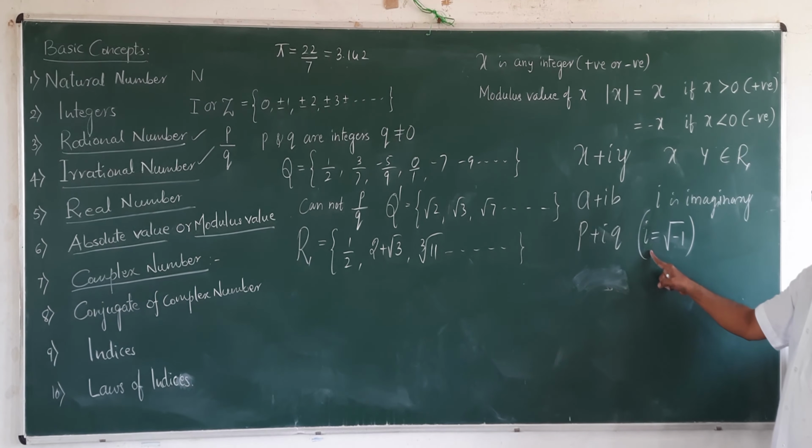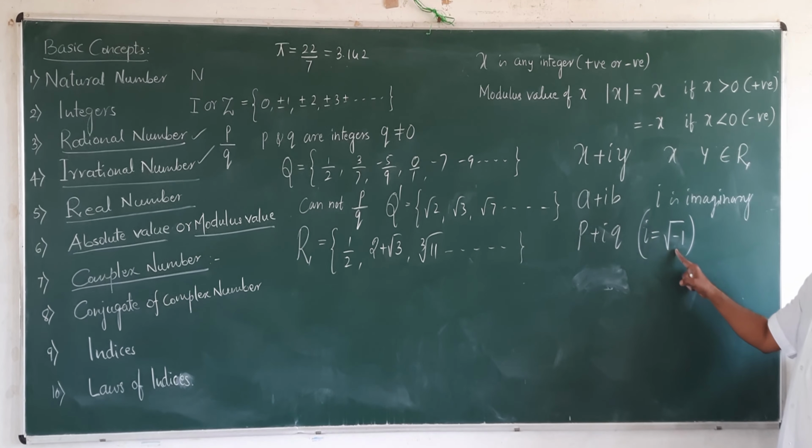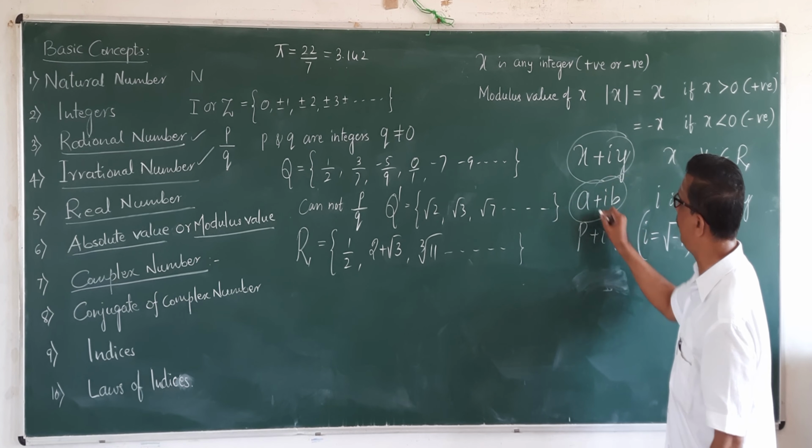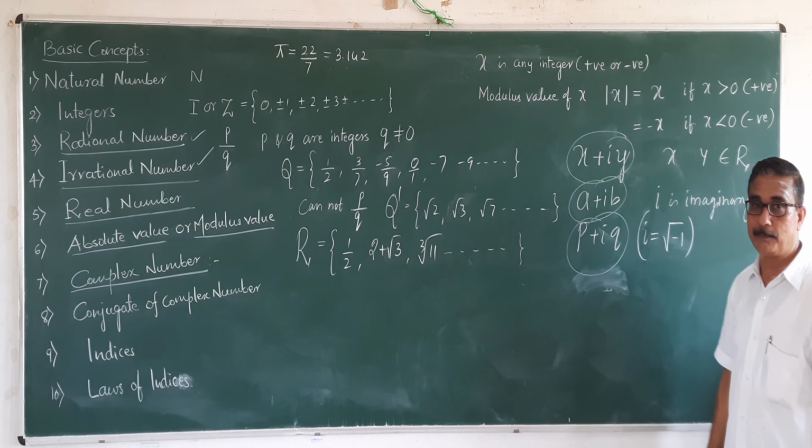The value of i is equal to under root of -1. This expression is known as complex number.